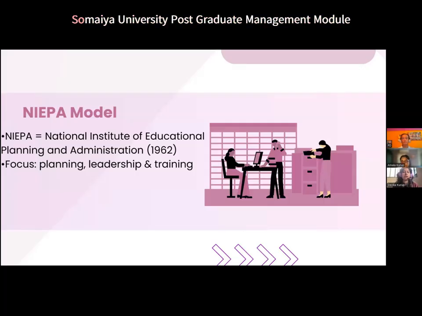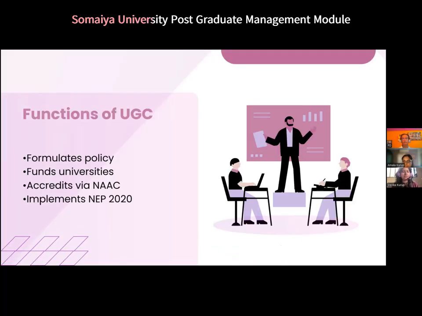Before going to the NIEPA, let me talk about the structure of UGC. The UGC is an amalgamation of formal as well as collegial aspects of a hierarchical structure or model. There's a clear hierarchy established by the government, as well as a collegial aspect to it, where academic freedom and shared decision making are taken into consideration.